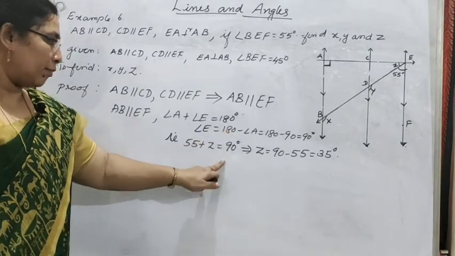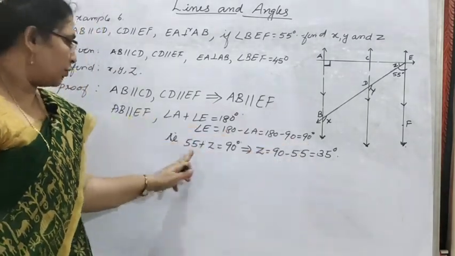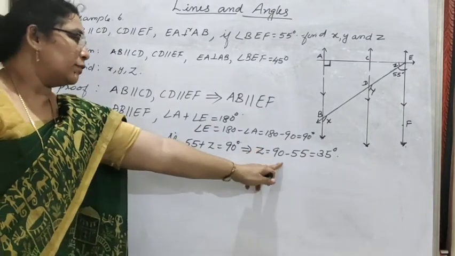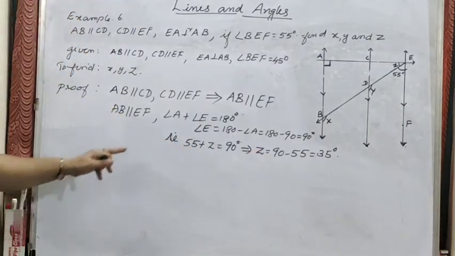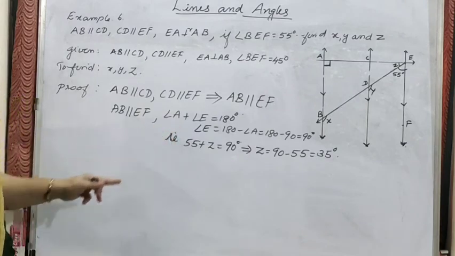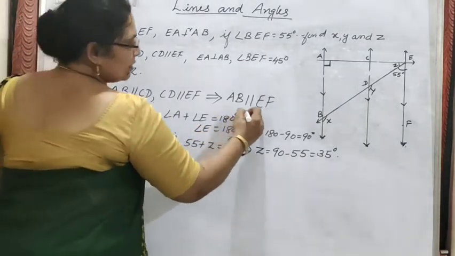I directly took it from here. It is the sum here, 90. So 55 plus Z equals 90. Therefore Z is equal to 35 degrees. So what is the reason for this? We should write: co-interior angles are supplementary.